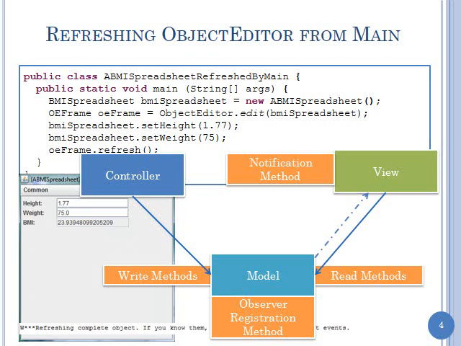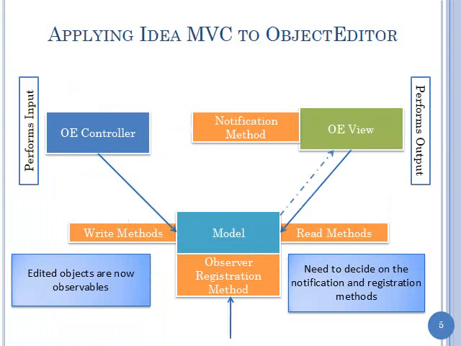And if we did that, by the way, we won't have to do this refresh, like I said earlier. We will just call set weight, set height. We don't have to pass the OE frame as an argument. You know, that was all messy stuff. And that's why I made it all extra credit. So how do we apply MVC to this?